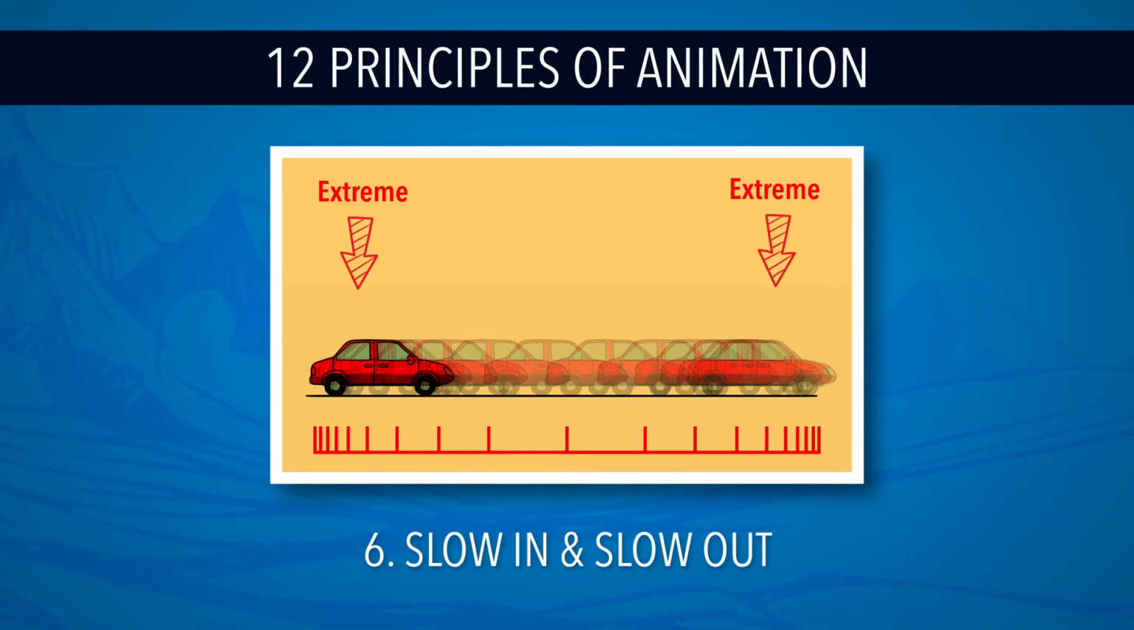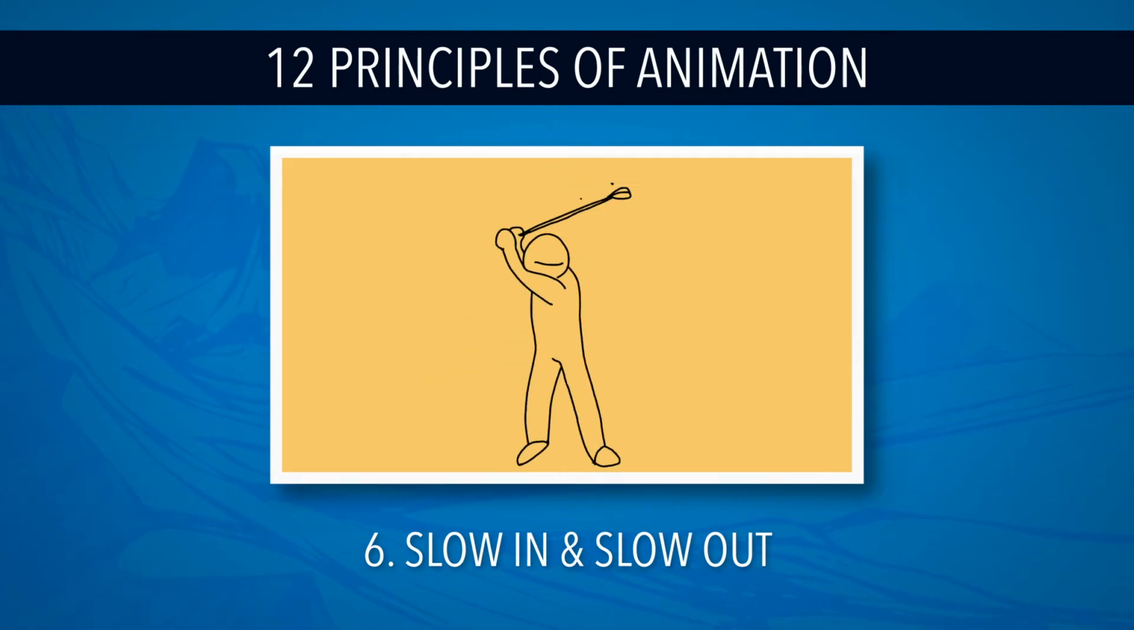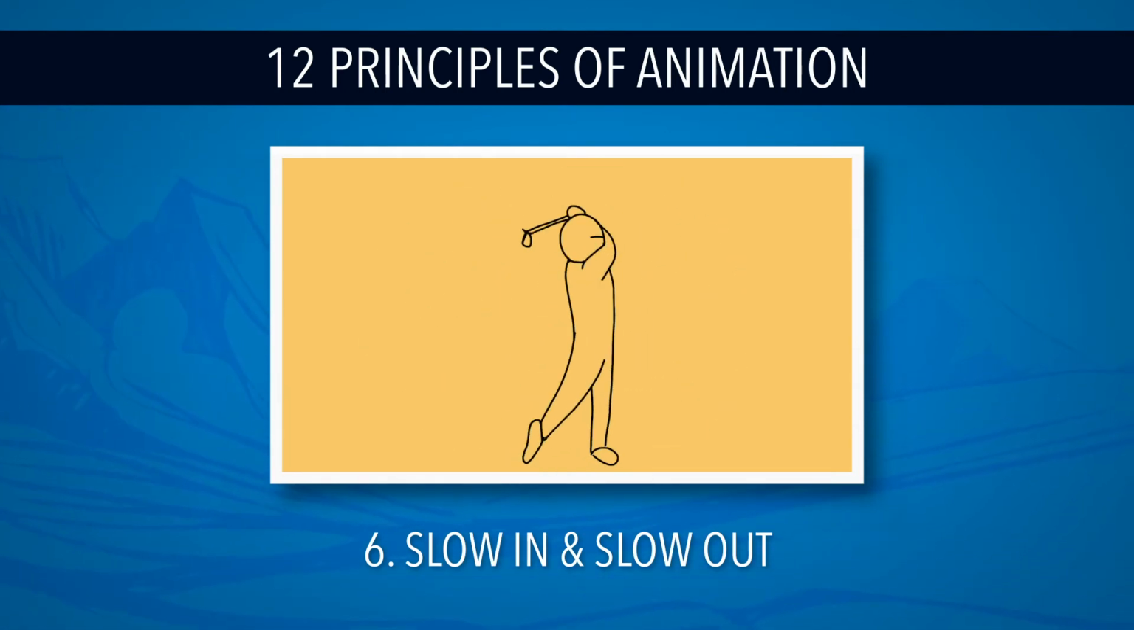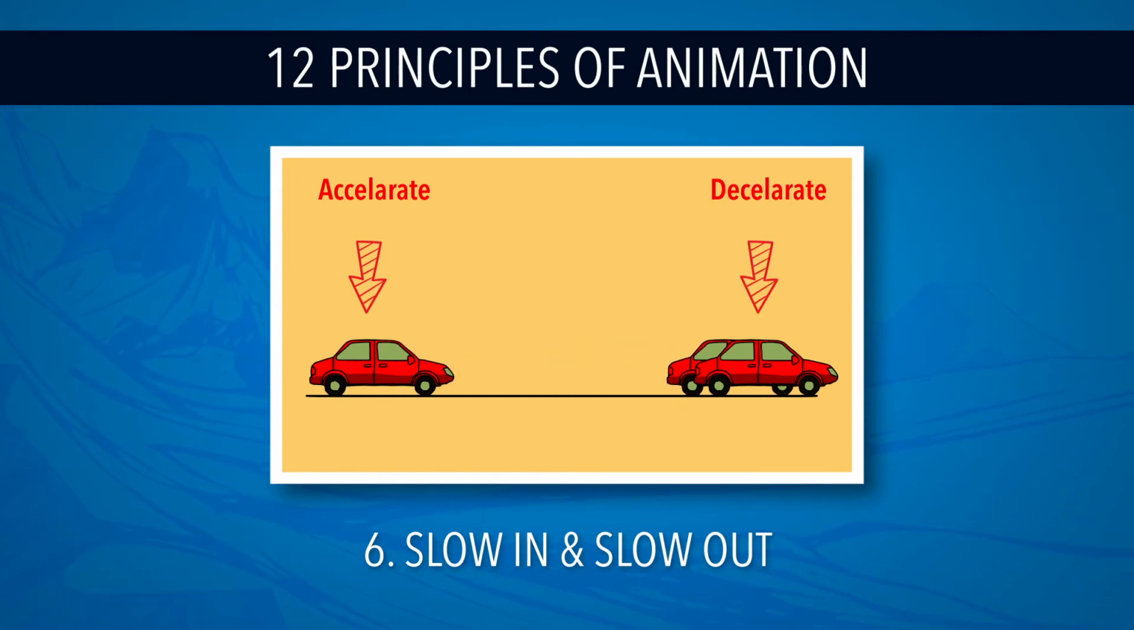This concept emphasizes the object's extreme poses. Inversely, fewer pictures are drawn in the middle of the animation to emphasize faster action. This principle applies to characters moving between two extreme poses, but also inanimate objects moving. For example, a car that is taken off, it needs time to accelerate, pick up speed, travel, and then when it comes to a stop, it needs to decelerate or slow down. This is also called accelerate, decelerate, or ease in and ease out.